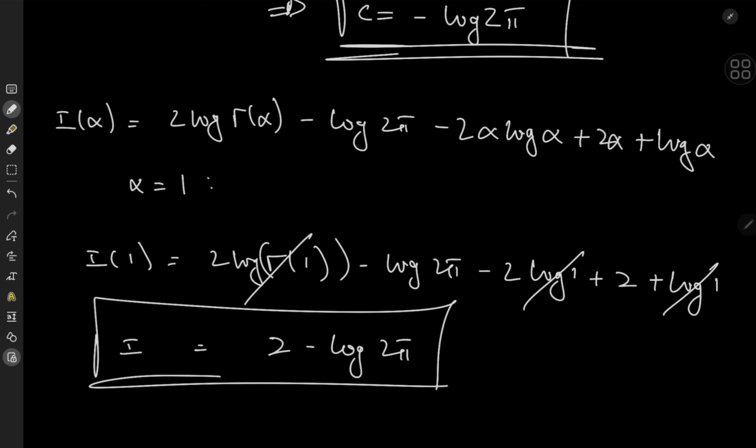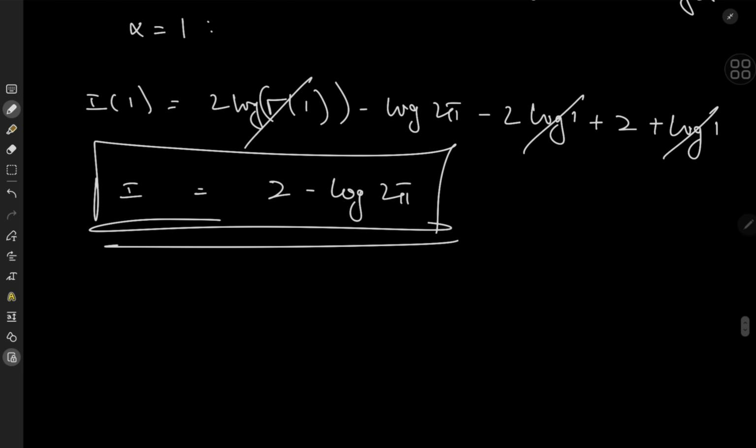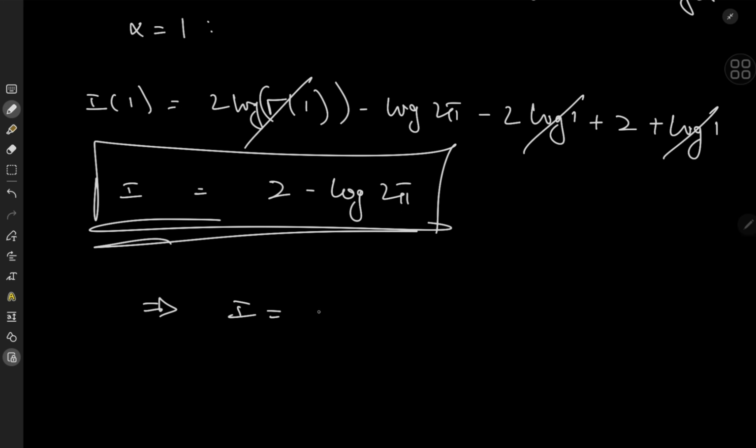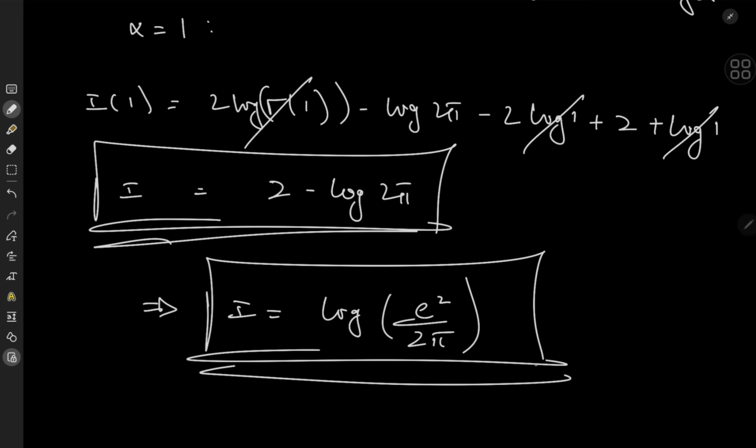I mean, this is a beautiful looking result indeed. Maybe we can just go overboard and write this thing as log e squared. I mean, yeah, sure, why not? In that case, we would have I here equal to log of e squared over 2 pi. You know what? That does look awesome.